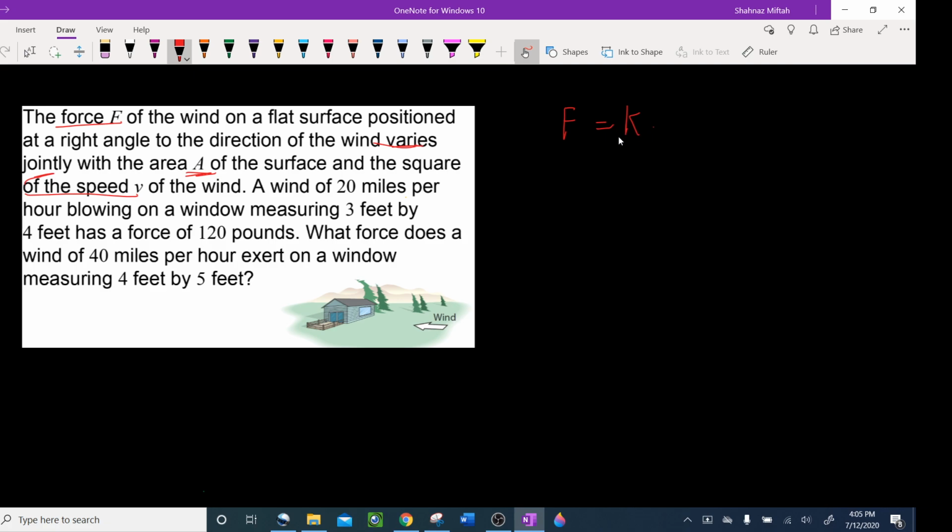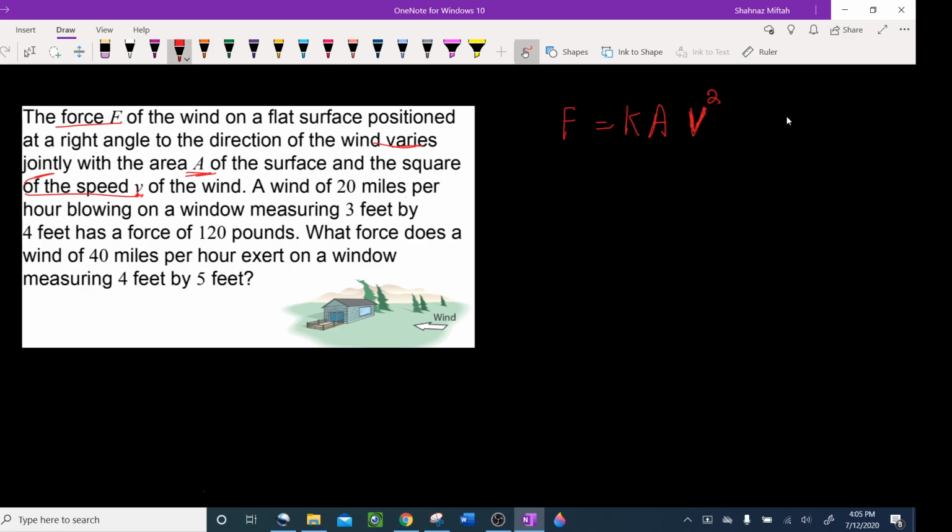But this is why F equals K, A is the area of the surface and the square of the speed V. Square of the speed V. And they are giving me variables in this question, so I'm using their variables. So this is my formula. Now let's get the information.